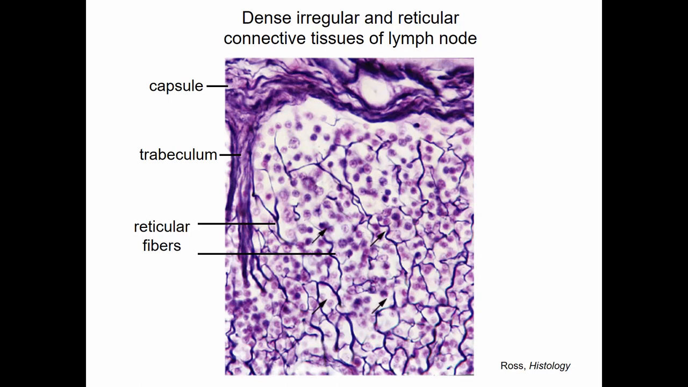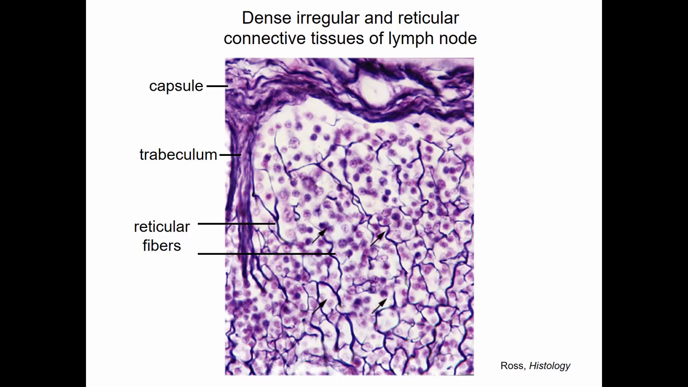So, and you'll see in the lab, you'll have preparations like this. So here's the capsule. And the capsule of the lymph node is like the capsule of the spleen. There is some type 3 collagen at the inner portion of the capsule, but if we were to look up here, we just find that the capsule is just type 1 collagen. Here's a trabeculum penetrating down, and the trabeculum also has some reticular fibers sticking to its outside, but the core of the trabeculum is dense, irregular connective tissue, type 1 collagen and fibroblasts.